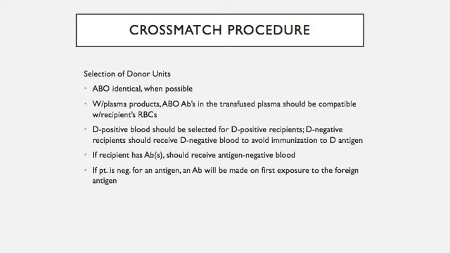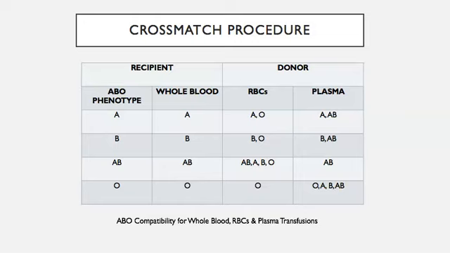If the patient is negative for an antigen, an antibody will be made on the first exposure to the foreign antigen. So if the patient has a negative antibody screen, we're not going to phenotype the patient and the donor sample to make sure that we're not giving them any antigens that they don't already have. That is just a likely consequence of patients receiving blood transfusions. But if the patient has an antibody, we want to make sure not to introduce the corresponding antigen through blood transfusion, because that's where we have transfusion reactions.